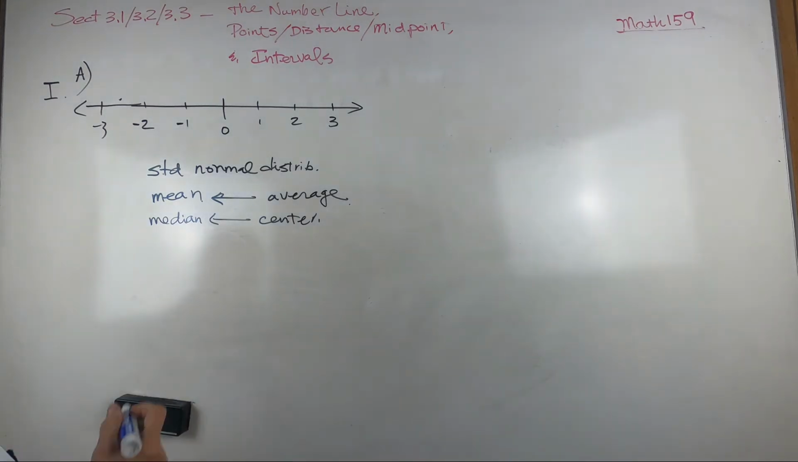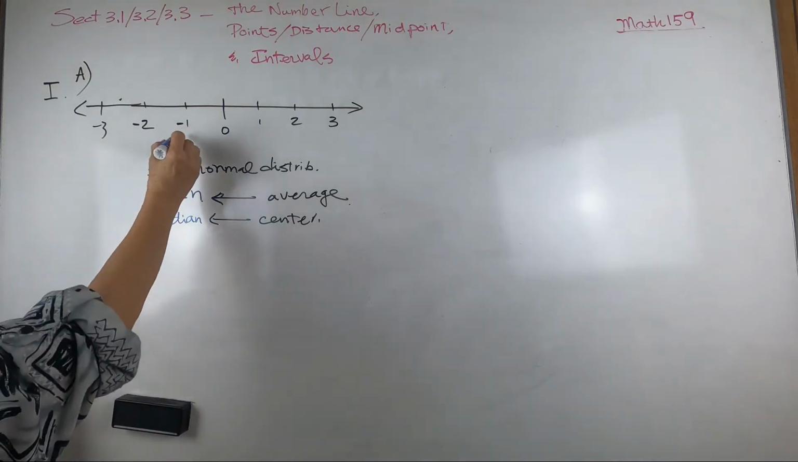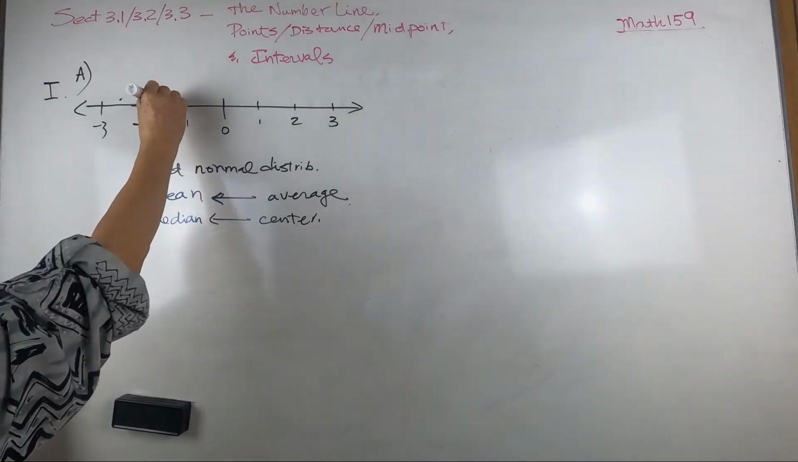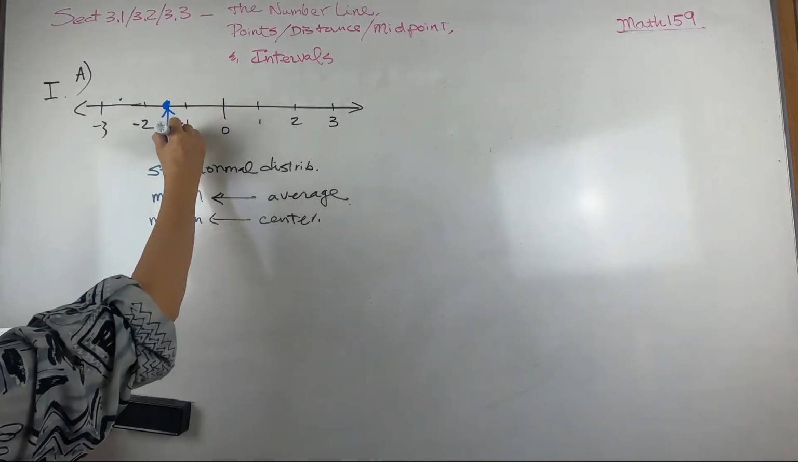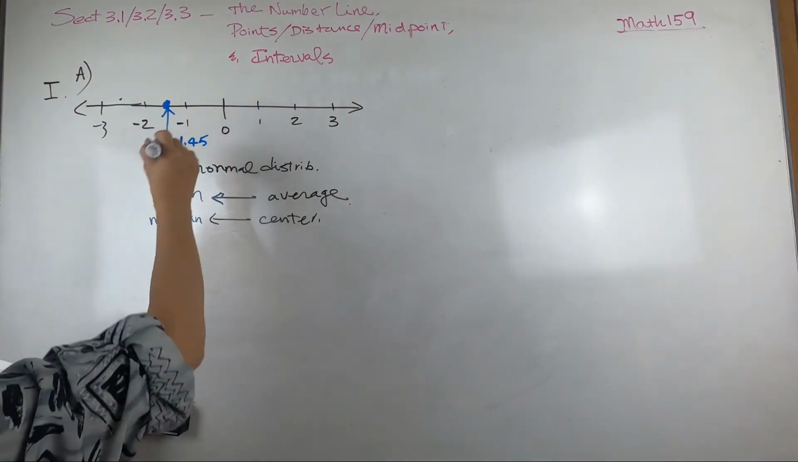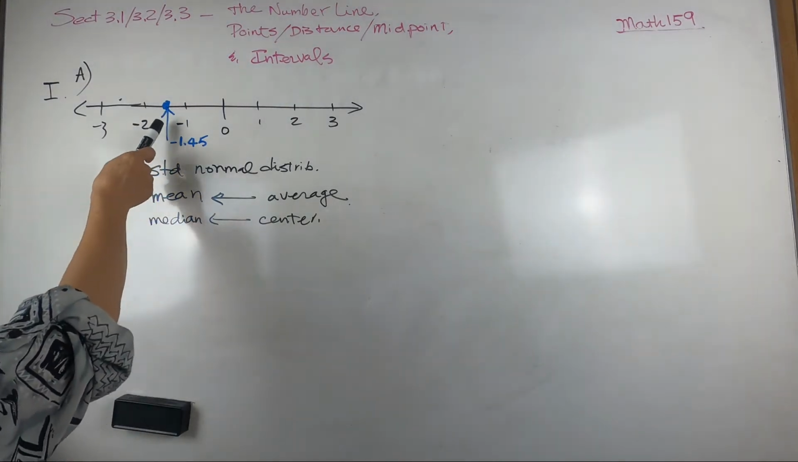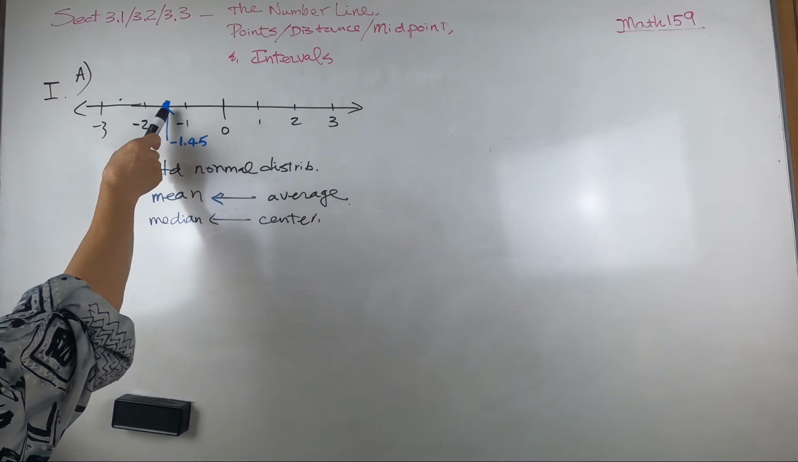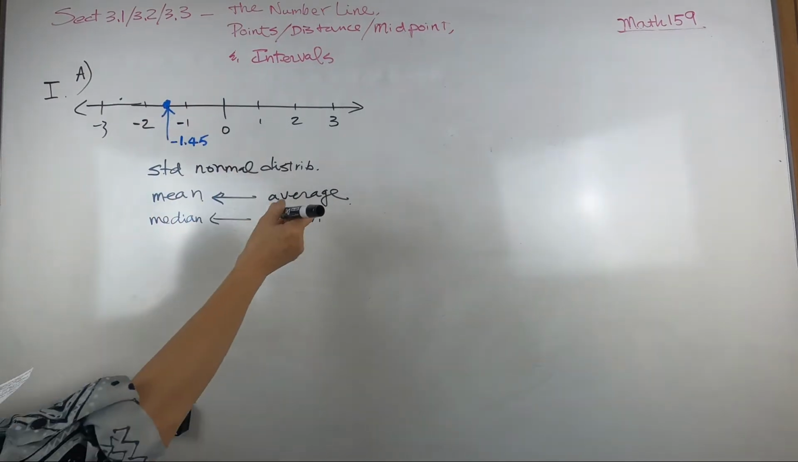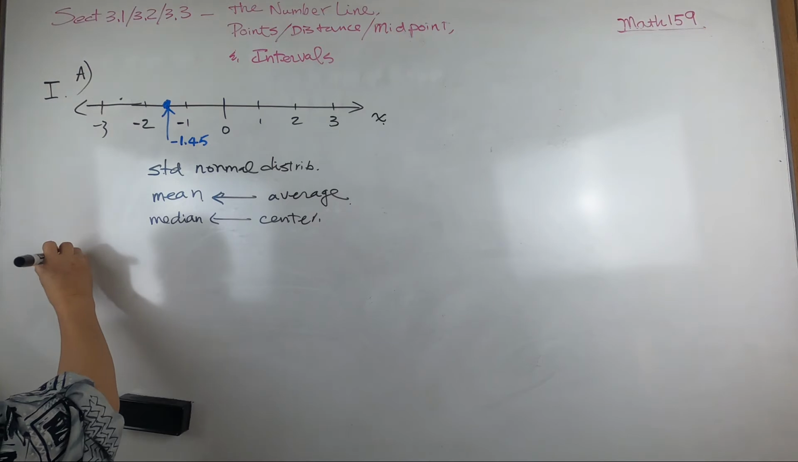-1.45. What do you think? Negative on this side, 1.45 between 1 and 2, less than half, so it's about here, right? So you will plot this point, we call it the point -1.45. That's how you plot the point. Point to the place we are going to care about. So that will be your x, okay, on your number line.